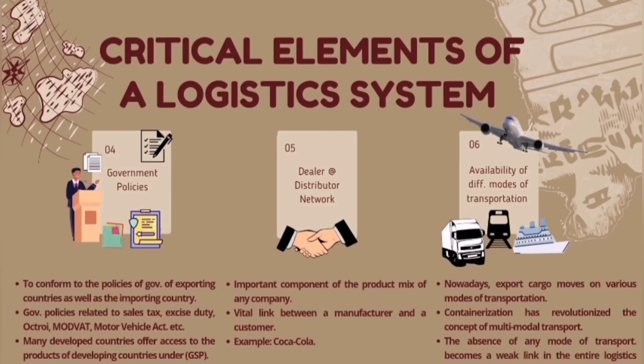Number 4 is the government policies. The logistics system needs to be designed to conform to the policies of the governments of exporting countries as well as the importing country.